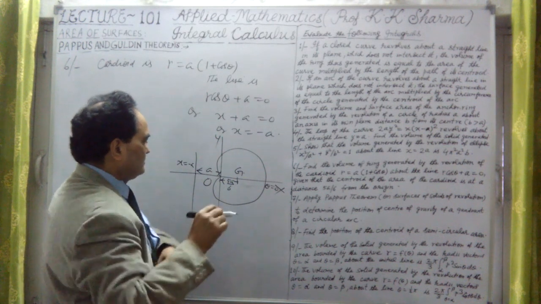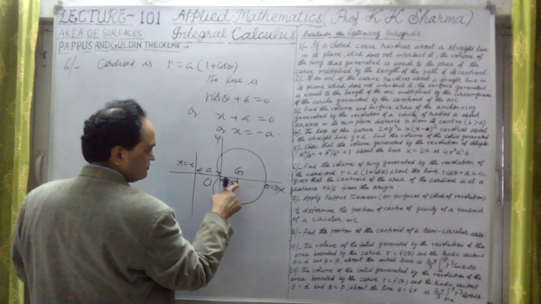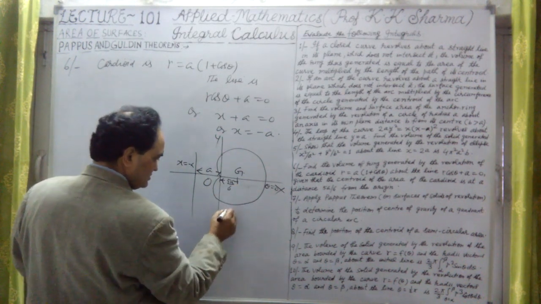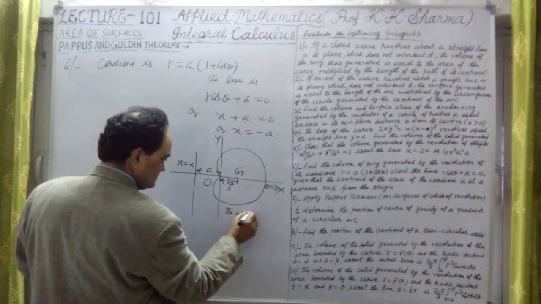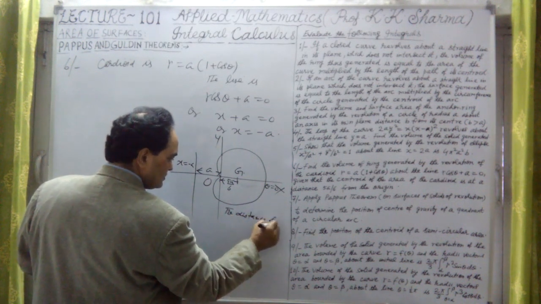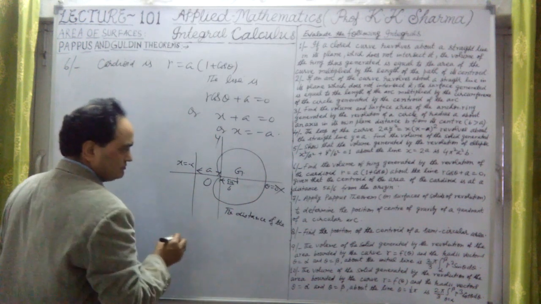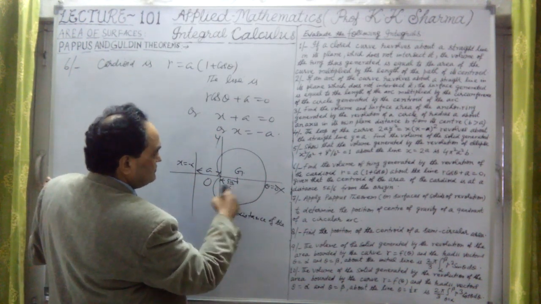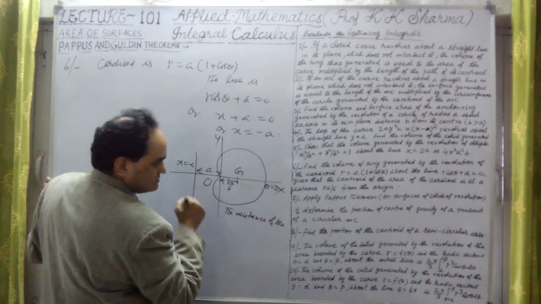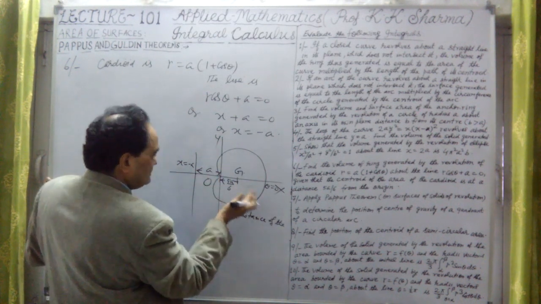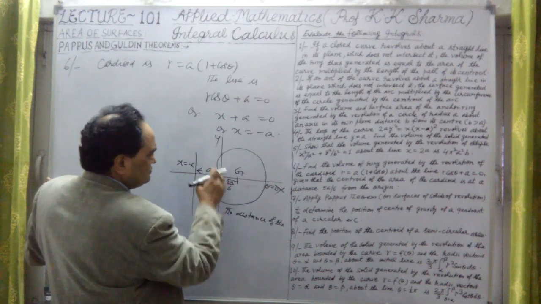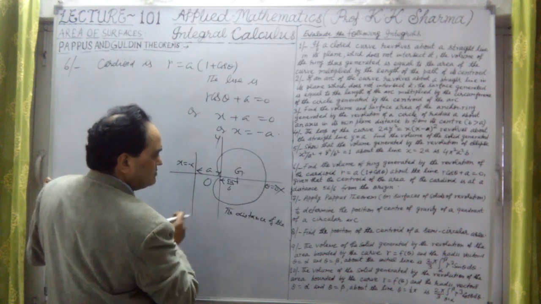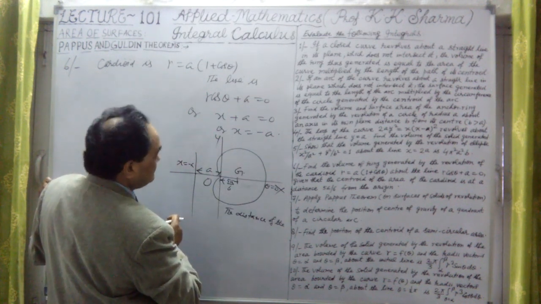So what is the distance here? Total distance from the center. Here we will take the 0 to pi limit, and we will calculate the area of this first, and then the total area is revolved about this. So twice of this area, we will take 0 to pi limits, and the curve is given there.